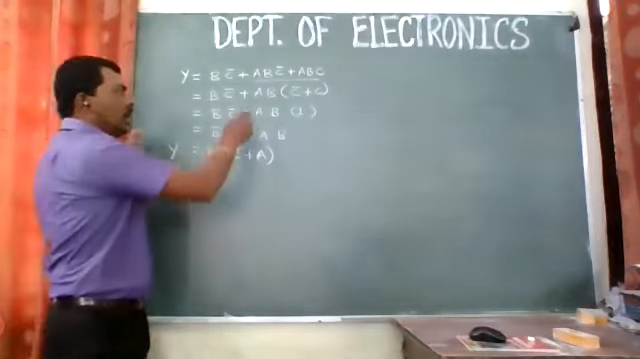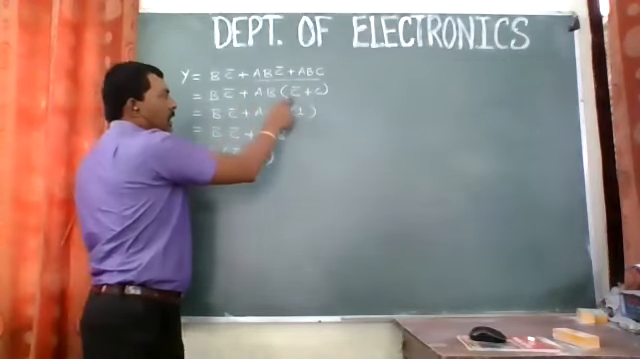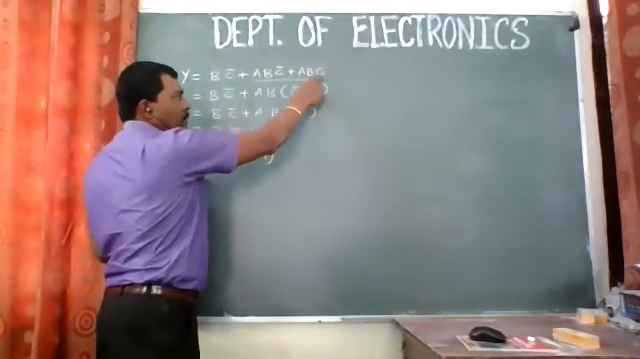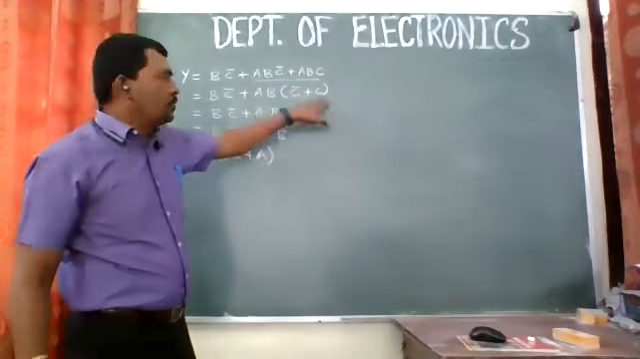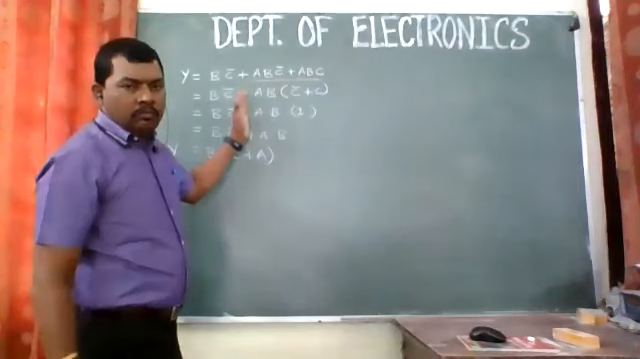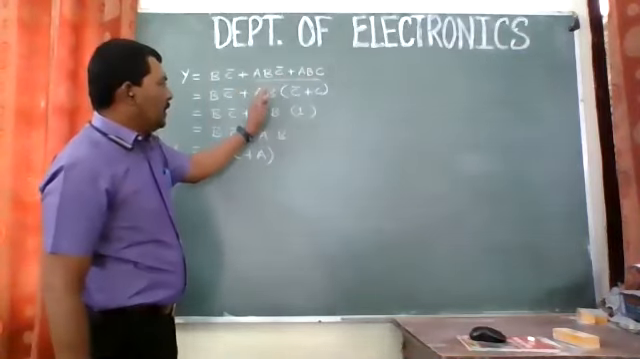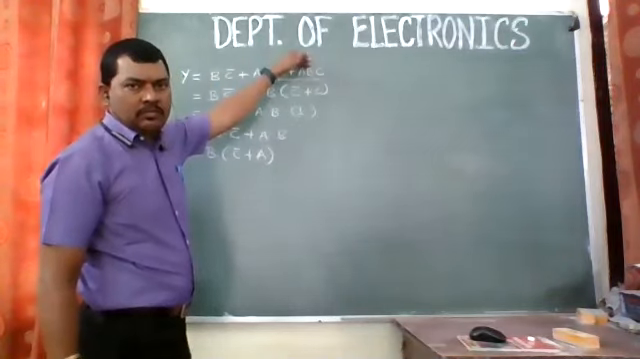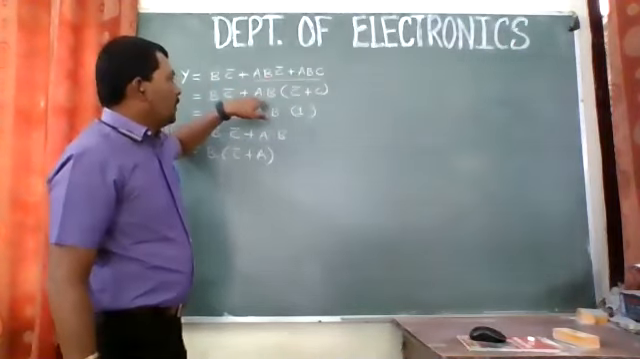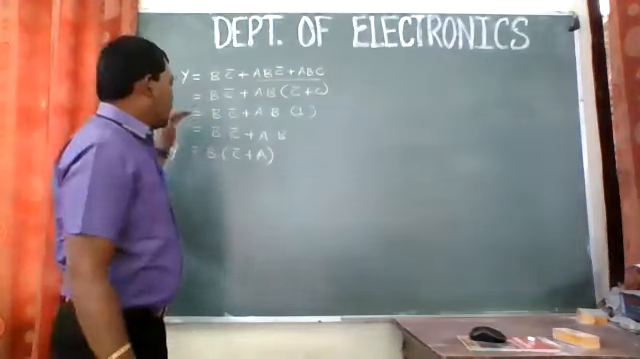So I am taking AB as common over there, and in the bracket I am putting C bar plus C, right? So C bar plus C I am taking over here. If you multiply the bracket, you will get A dot B dot C bar plus A dot B C, which is the original equation. So I'm putting it over there, taking it into a bracket.